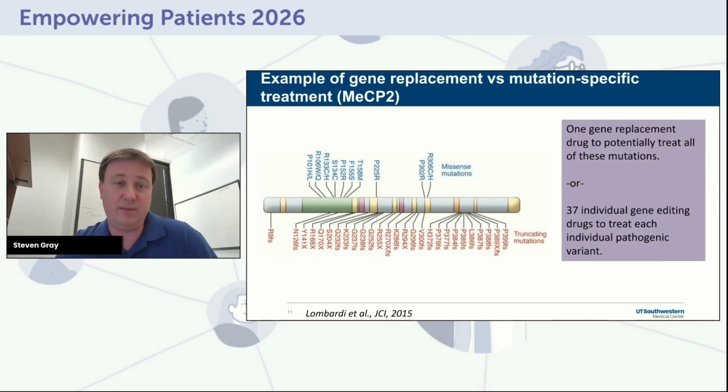And in the case of Rett syndrome, I think the challenge is if you do a gene replacement, you have to try to regulate this gene the way it would be naturally regulated, versus if you did a gene editing approach, it'd be a lot more complicated to make 37 individual drug designs, but each one would maintain the natural regulation of this gene.